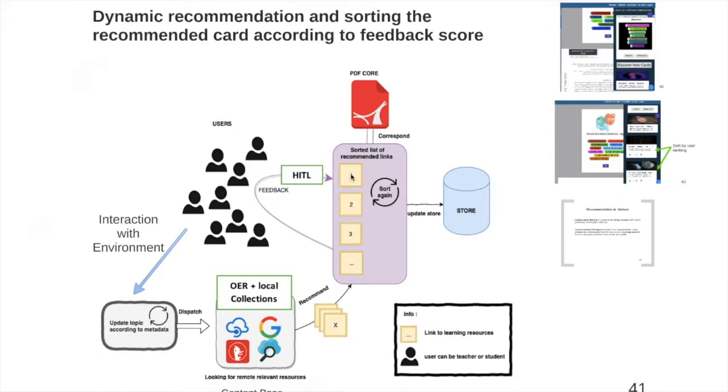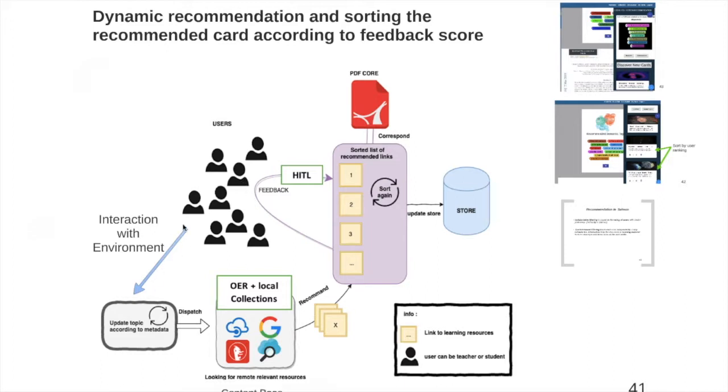So how do we feed the visual cards from different open educational resources? They get the metadata from the system and then generate some visual cards, and our system will sort them. After user feedback on them, the system will sort and store them with their score in the database. We have such a human in the loop that they can dynamically change their ideas and add new cards to the system.